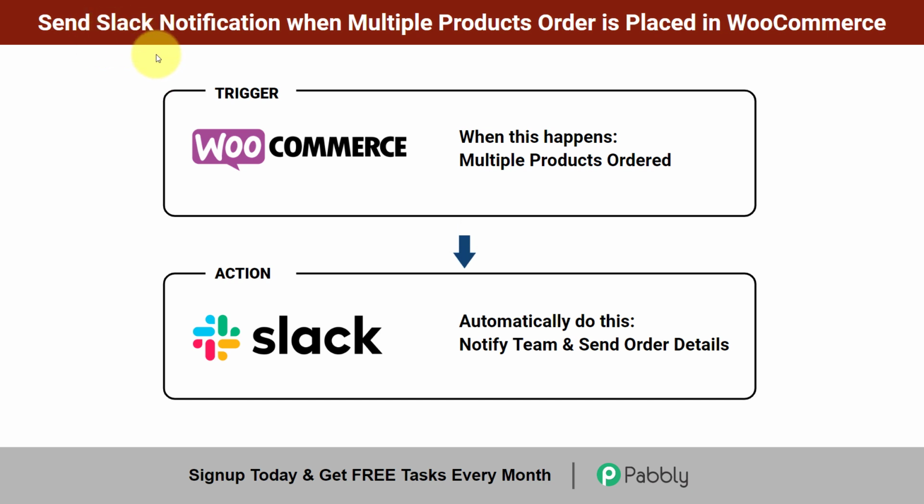Today I'll show you how you can send Slack notifications when a multiple-product order is placed by a customer in WooCommerce. Whenever your customer places an order that consists of multiple products, I will show you how you can notify your team about the same order and how you can also share the order and customer details on Slack.